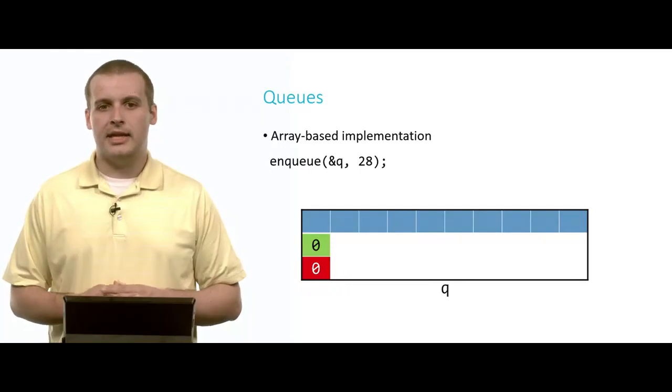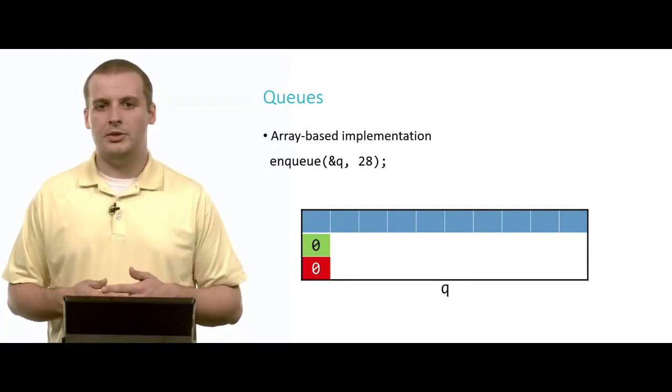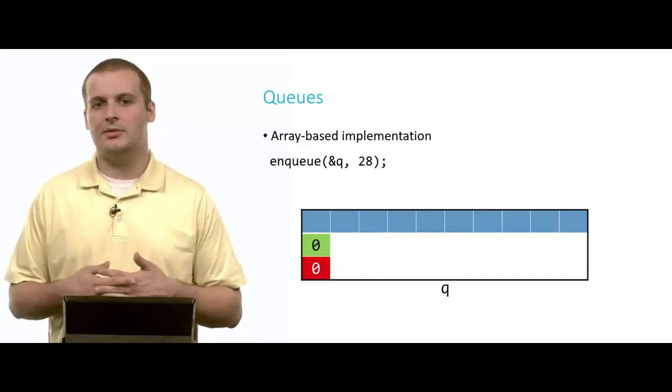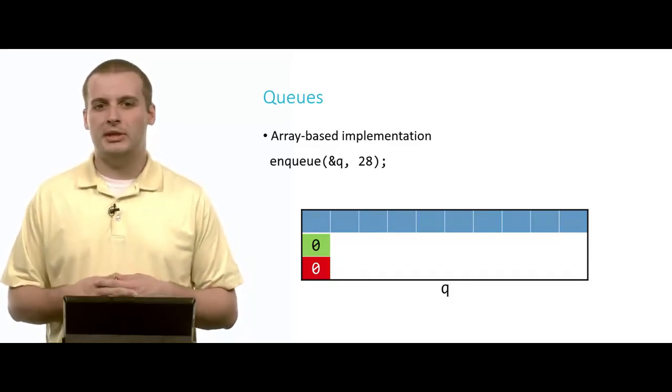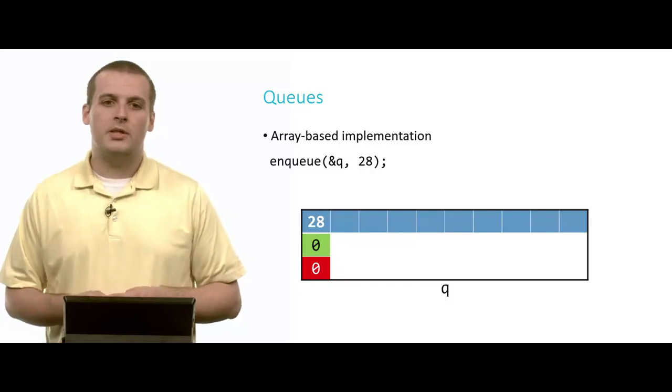So let's get started. Here's again that general form function declaration for what enqueue might look like. And here we go. Let's enqueue the number 28 into the queue. So what are we going to do? Well, the front of our queue is at 0, and the size of our queue is at 0. And so we probably want to put the number 28 in array element number 0, right? So we've now placed that in there.